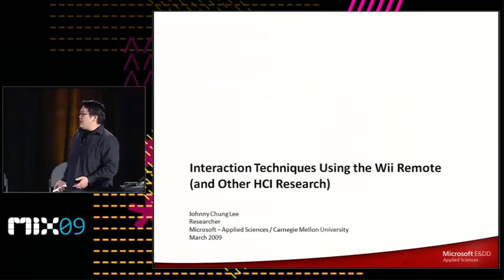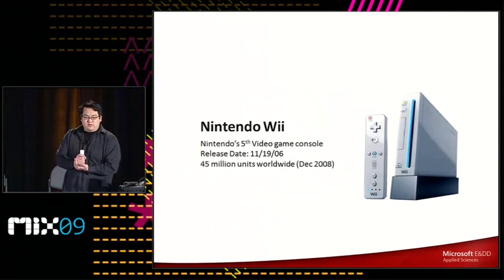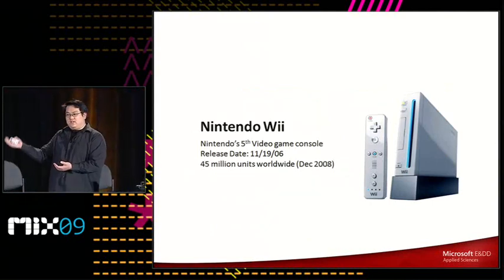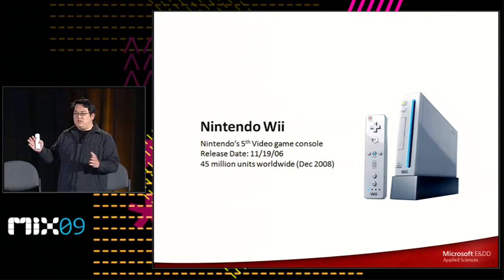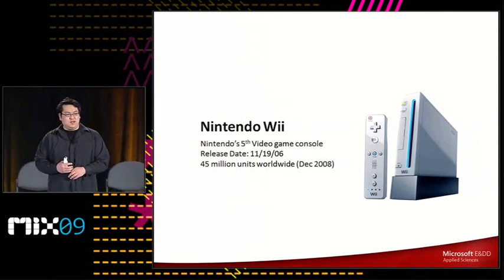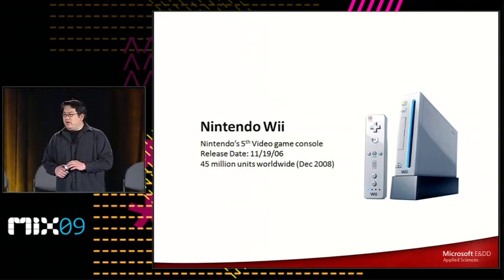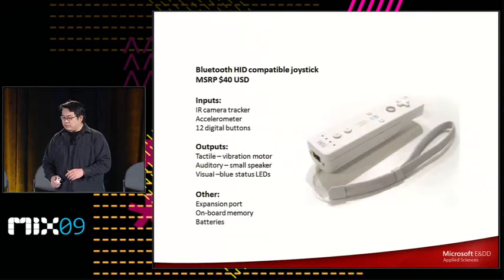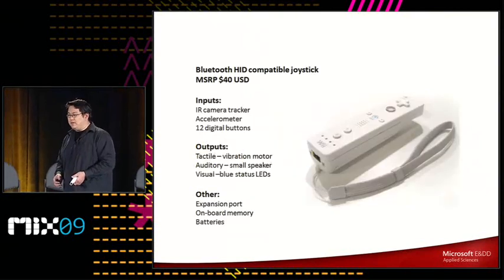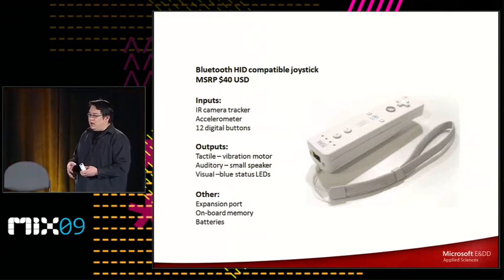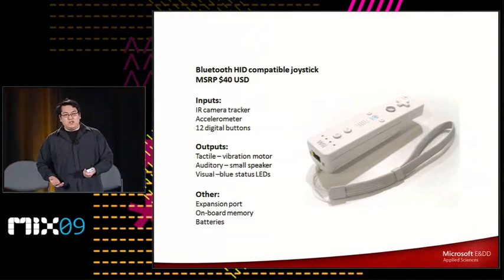So, interaction techniques using the Wii remote. The Wii, as probably most of you know, is a video game system that was Nintendo's 5th generation console, released at the end of 2006. Since its release date, it's shipped over 45 million units worldwide. Now, the part that I think is most interesting about the console is the controller. And it's mostly advertised for its motion sensing capabilities.